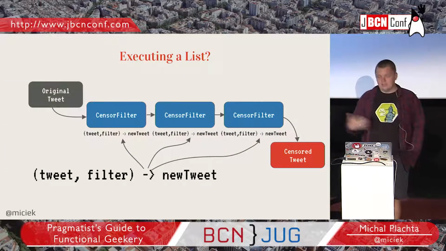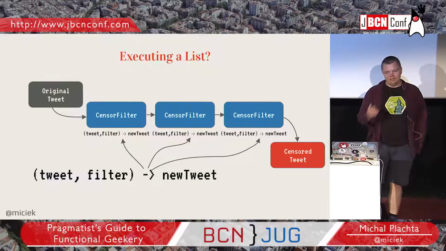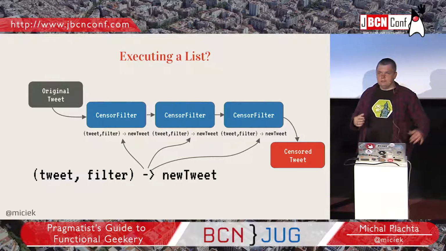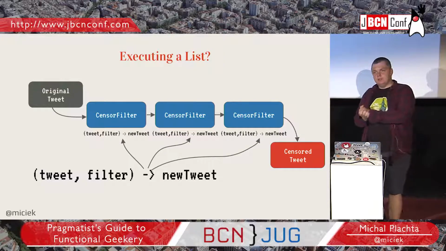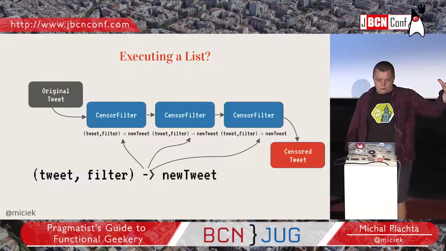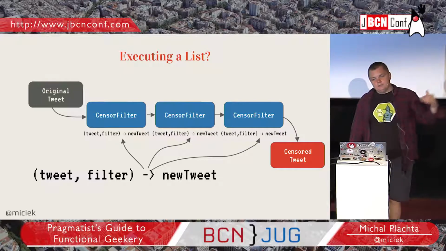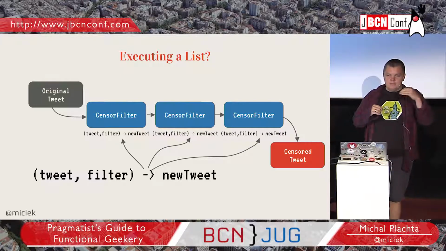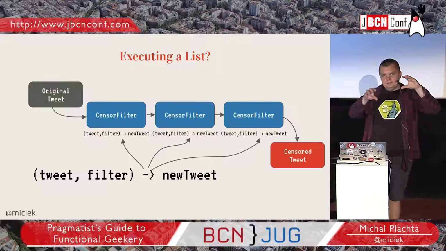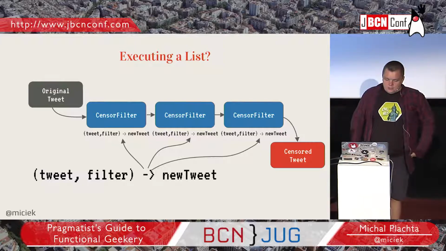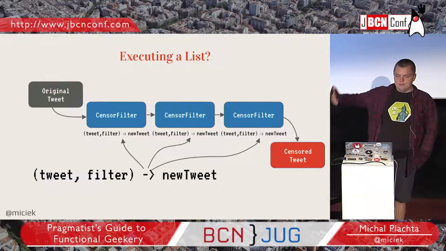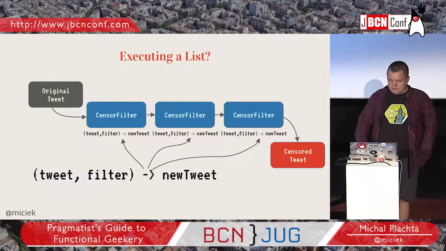But if it's just the data, can we execute data? Can we execute a list? Well, it turns out we can, and the technique is called folding. It's called folding because we are taking the list and folding it into one value. In this case, we have the original tweet, and we just pass it through the list. For each element of the list, we fold the current element, the current result, the current tweet, with this censor filter, and so on and so forth. We use this function, tweet and filter to new tweet, for each element of the list, and we get an output value, the censored tweet.